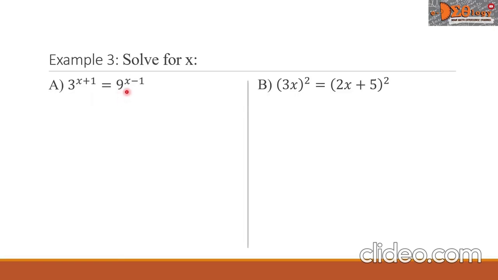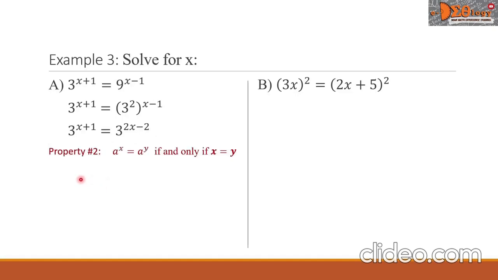But this 9 we can show as 3 squared. So the right side becomes 3 squared, that is raised to x minus 1. We can multiply these two with the binomial x minus 1. So the exponent of the right side becomes 2x minus 2. Now we can see that we have the same bases, which is 3. We can use property number 2. So when we have same bases, we can equate the exponents. So the left side becomes x plus 1 equals the right side 2x minus 2.